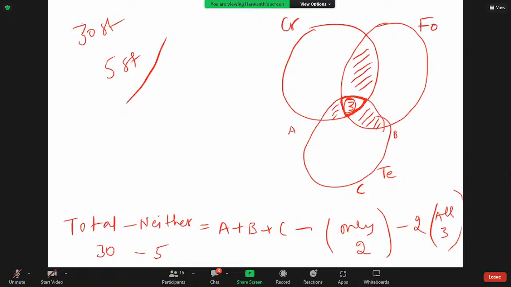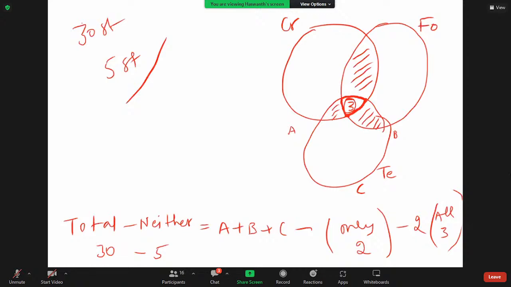Now, only 2 means students who play only cricket and football. Only cricket and football means they must be playing cricket and football only. They must not play tennis. Only cricket and football. Only football and tennis. So when I say students who play only football and tennis, just observe the meaning of this sentence. Students who play only football and tennis, that means they will be playing football and tennis only. They will not be playing cricket. So who plays exactly 2 games?